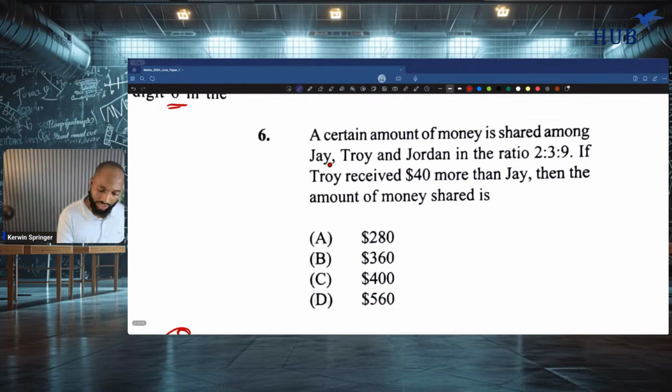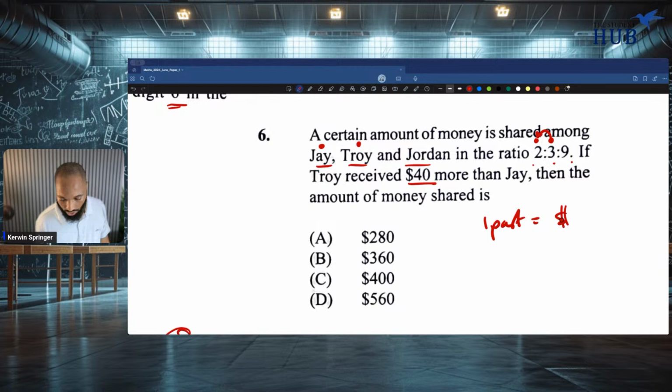A certain amount of money is shared among J, Troy, and Jordan in the ratio 2, 3, 9. Troy receives 40 more than J. That represents one part, so one part represents 40. How do I know it represents one part? 3 minus 2 is one part, right? That's Troy's part minus J's part.